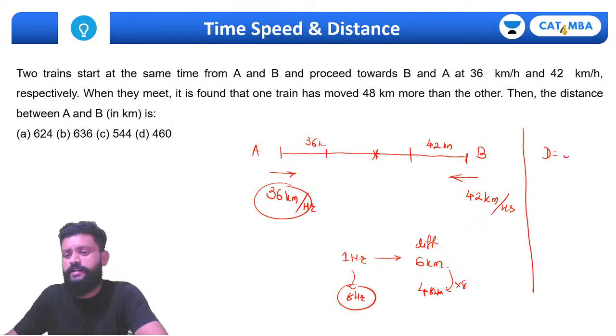So distance is speed into time. The relative speed is 36 plus 42, into 8, has to be 624. Definitely, 8 into 4 is 32, 8 into 78 is 624.